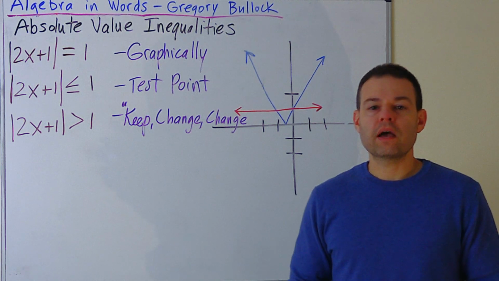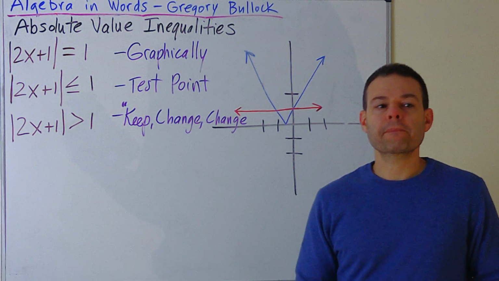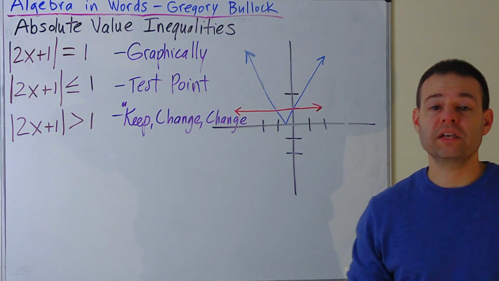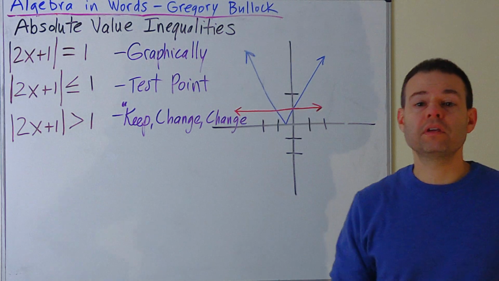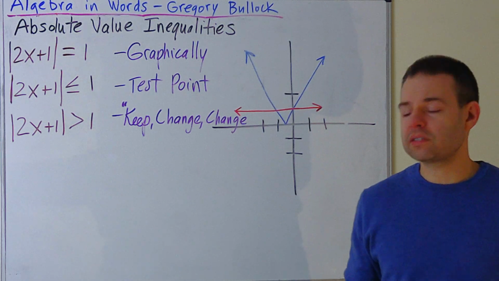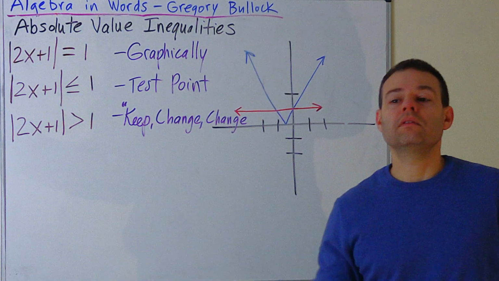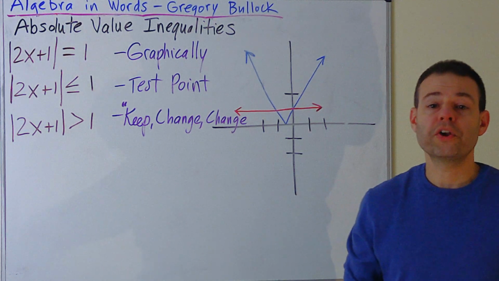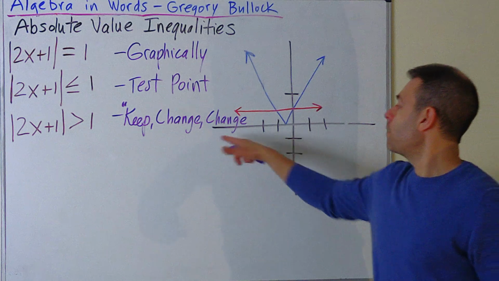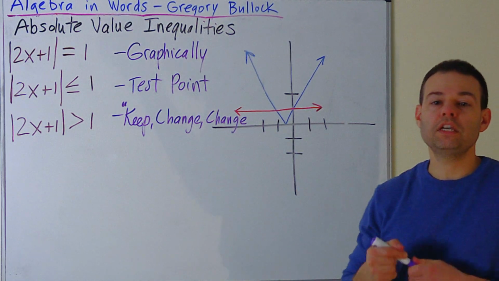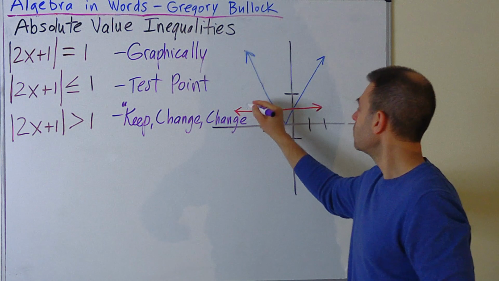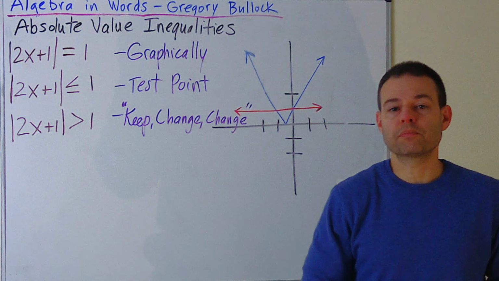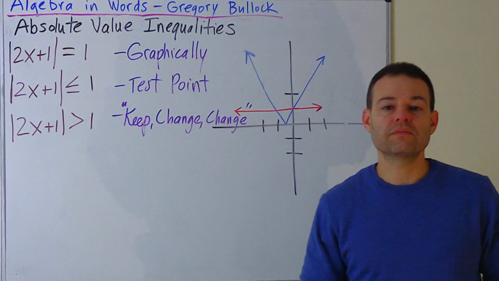if you're ever used to solving what's known as a quadratic inequality, the test point method is basically the same method used there. That you can find in my book Algebra in Words on page 104. And then the other method is what I call the keep, change, change method. That's just the name that I gave it myself, but it pretty much summarizes the procedure, and we're going to look at each of these three methods.